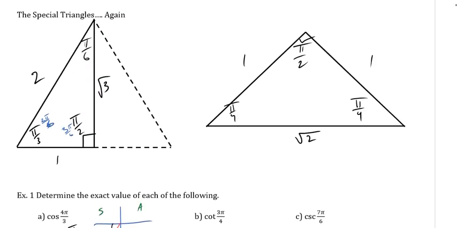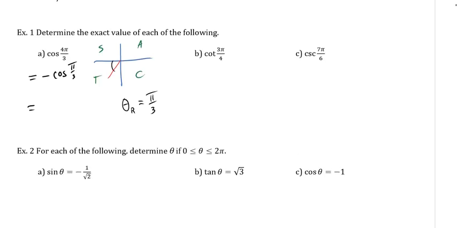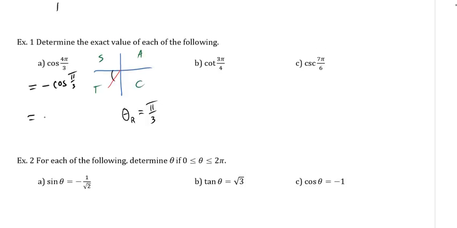So cosine is adjacent, right? Here's my angle. So adjacent over hypotenuse, which is 1 over 2. So this is negative 1/2. And if your calculator's in radians, you could check that. Cos bracket 4 pi divided by 3 equals, and it'll give you negative 1/2 or negative 0.5.